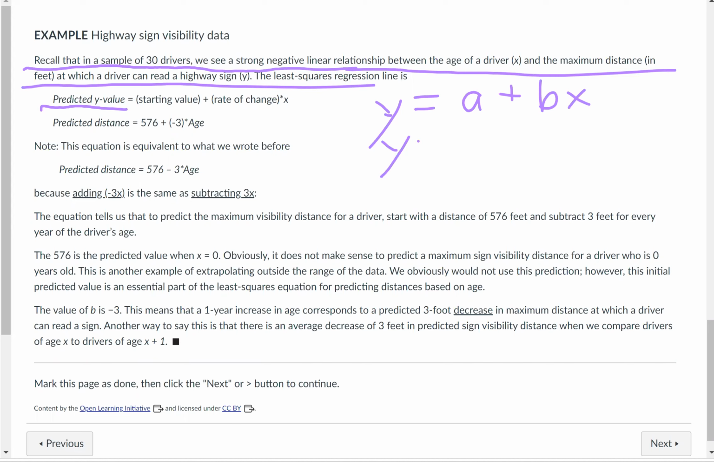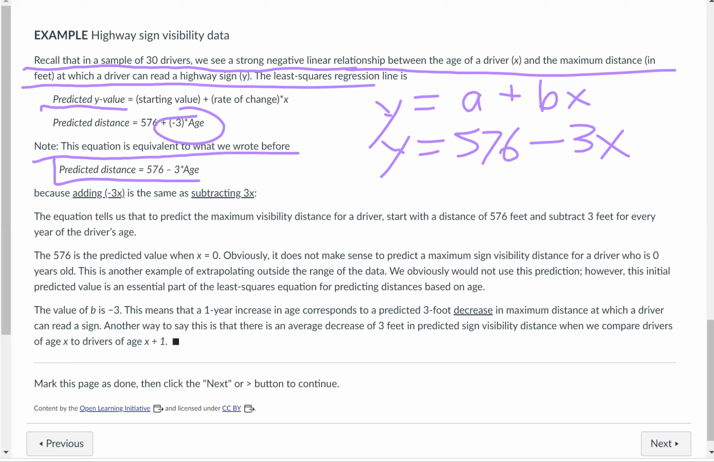But specifically, we found that the starting value was 576, and then the rate of change is a negative number because the distance you can see goes down as you age instead of going up. So it'll be minus 3 times your age. This equation is equivalent to what we wrote before. Predicted distance equals 576 minus 3 times the age, because adding negative 3x is the same as subtracting 3x.